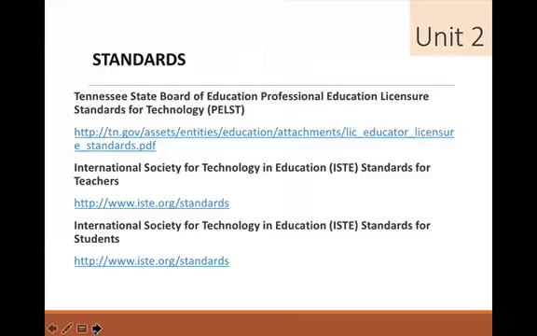We also have ISTE. These are the International Society of Technology and Education Standards. There are two sets of standards. There are standards for teachers, what you will do in the classroom. There are also standards for students, what students will be able to do in the classroom.